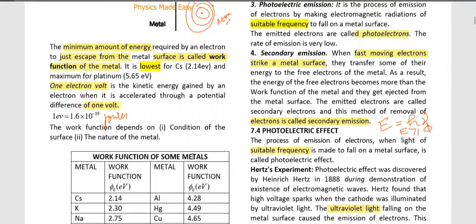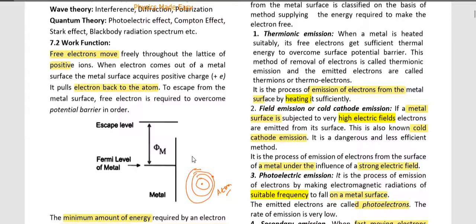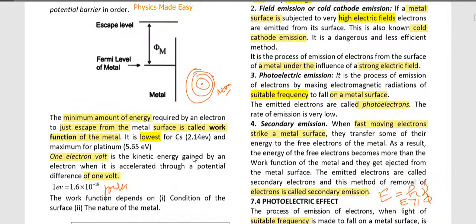Now, note the word free electron. The minimum amount of energy required by a free electron to just escape from the metal surface is the work function. This is different from ionization energy. Ionization energy is the energy required by an electron to get free from the nuclei of an atom.